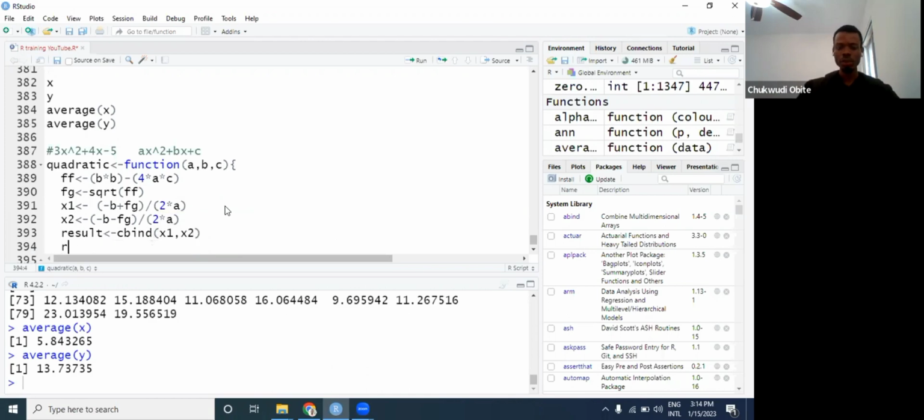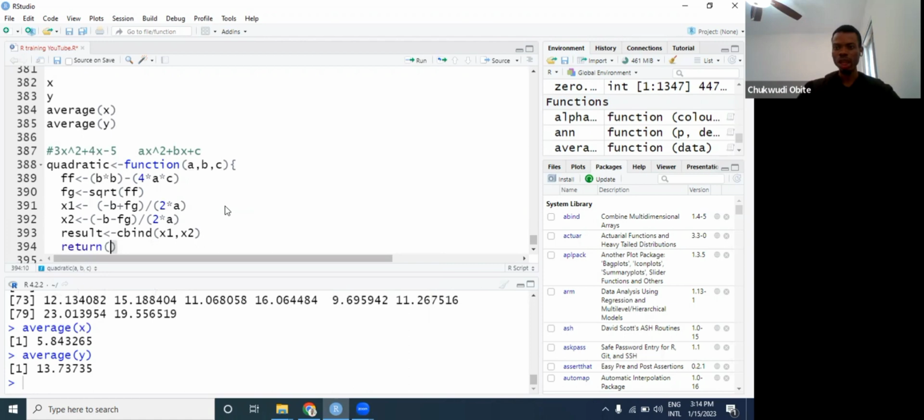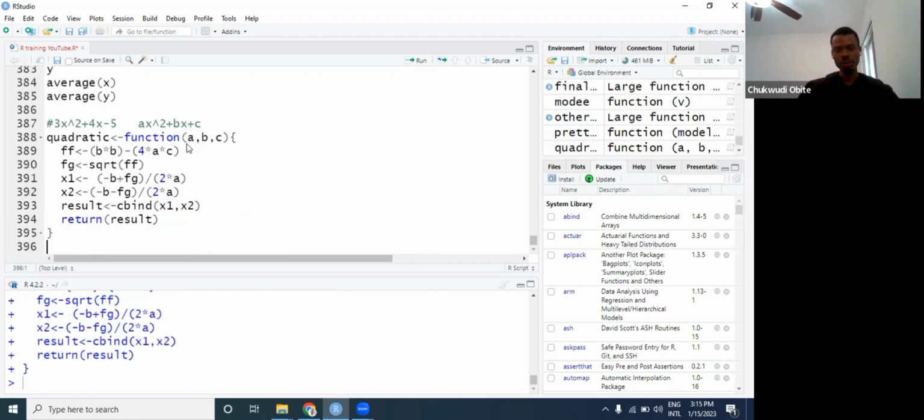Then the last step, you use return. Always end it with return. Return means what arrow will bring out whenever you run the function. So arrow should bring out my result. I can run my function. So we wrote a quadratic equation here. Can we try it? Let's see if it will work.